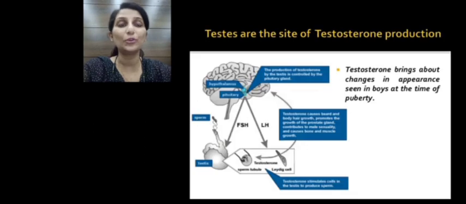All the changes taking place in males at the stage of puberty are due to the influence of testosterone. So testosterone brings about changes in appearance seen in boys at the time of puberty. And the production of testosterone by the testes is again under the control of the master gland, the pituitary gland, which is situated in the brain. The pituitary gland gives a signal for the secretion of testosterone from the testes. And once it is secreted, it brings about the development of a number of secondary sexual characters in males at the age of puberty.